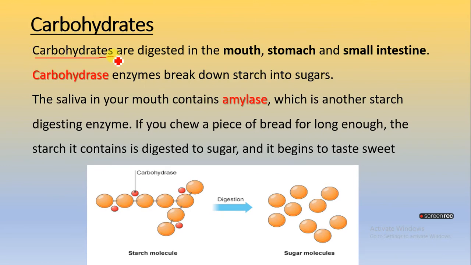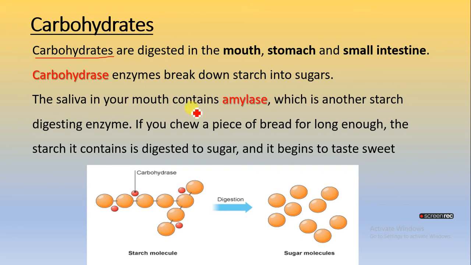Carbohydrates are digested in the mouth, stomach, and small intestine. Those are the three places where carbohydrate is digested. Now, carbohydrase enzymes break down starch into simple sugar such as glucose. There are two types: amylase, which helps to break down carbohydrate to maltose, and maltase, which breaks down maltose to glucose. But you don't really need that much detail for checkpoint. You just need to know that carbohydrase enzymes break down carbohydrate to glucose.